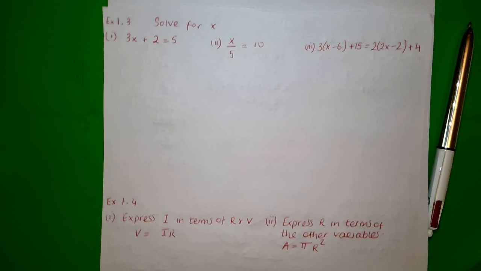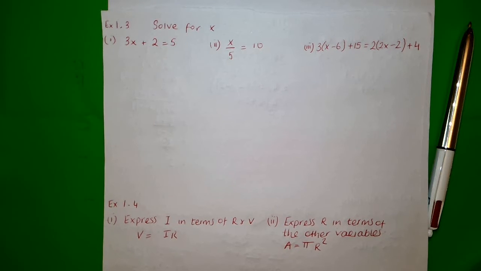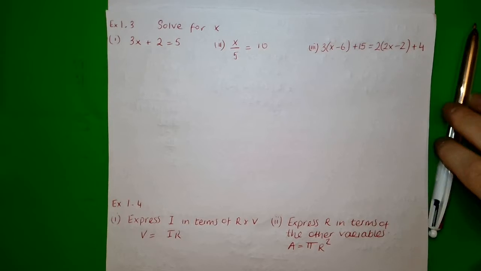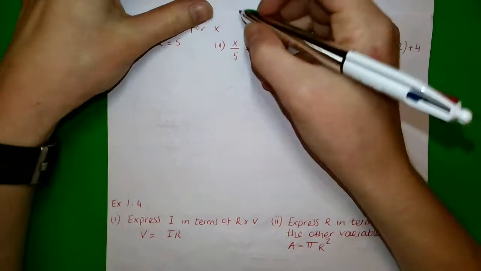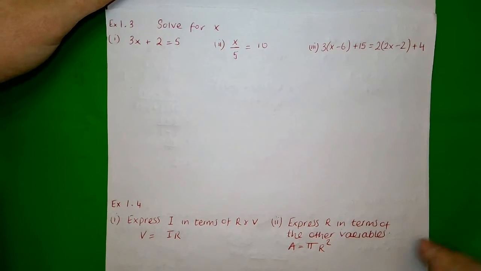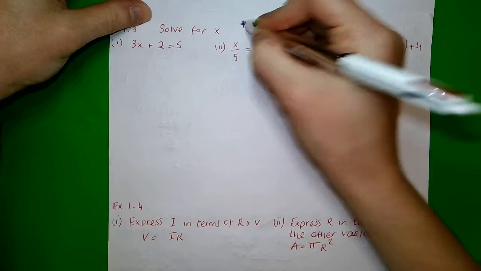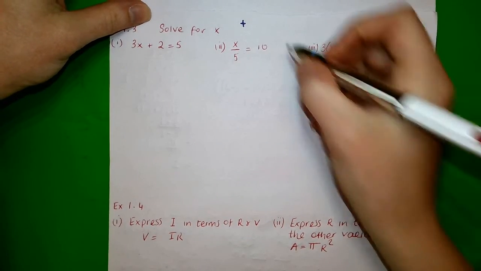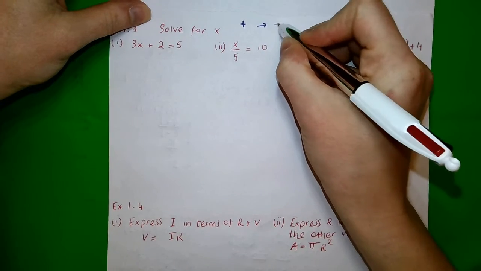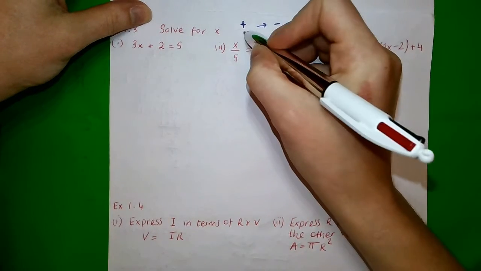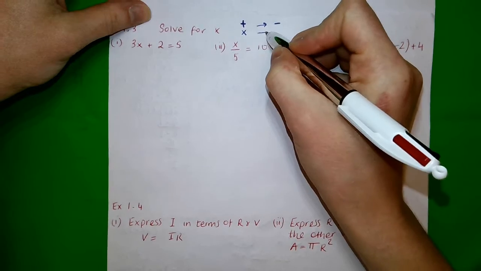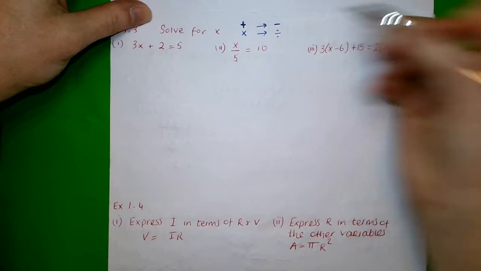In this video we're going to look at solving linear equations. So the golden rule when it comes to linear equations is whatever is done to one side must be done to the other side. Okay? So if you think of adding something, the opposite operation is subtracting. If you think about multiplying, the opposite is dividing, and so on.